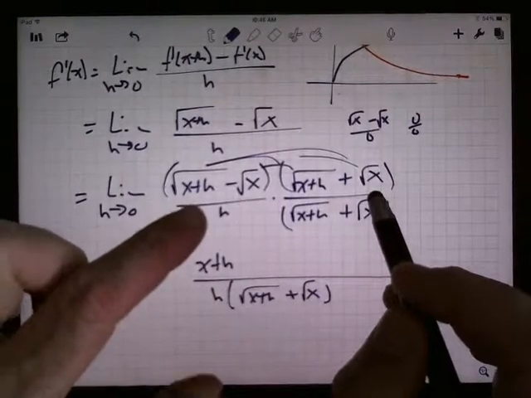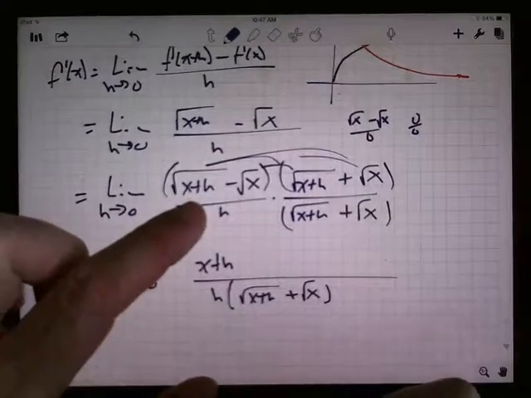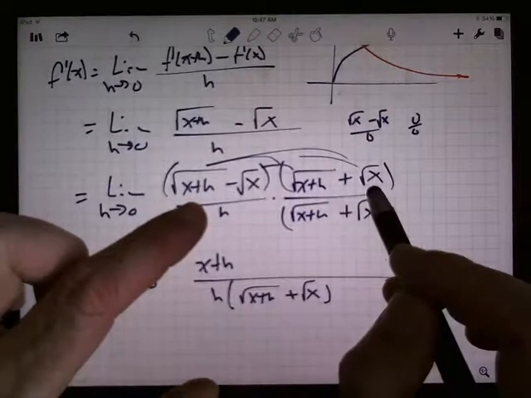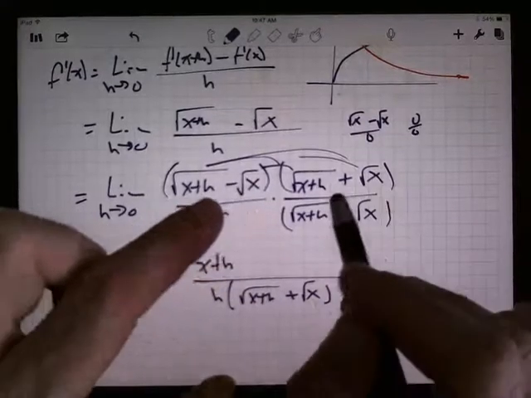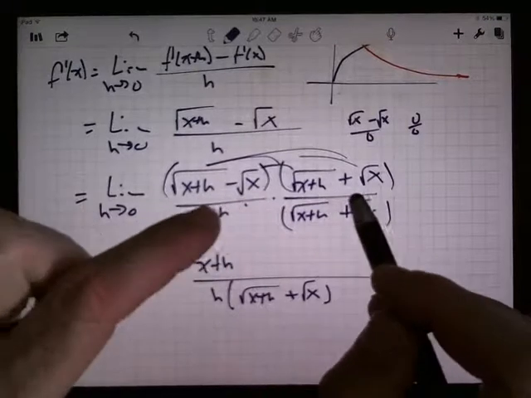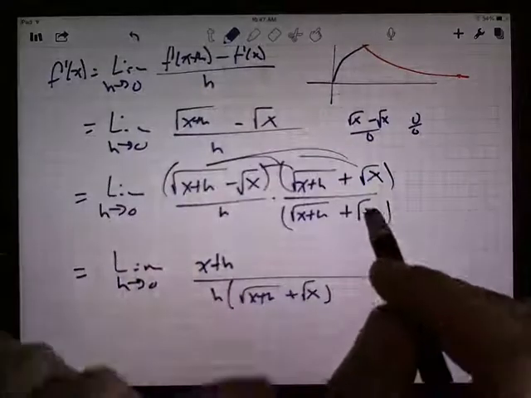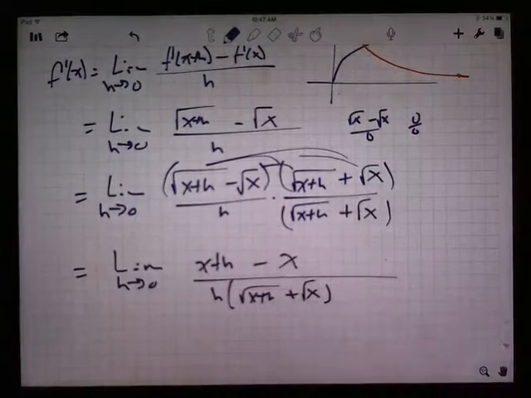The outsides are this square root of x plus h times the square root of x. And then the insides are the square root of x plus h times negative square root of x. So outsides and insides actually cancel out. That's why we multiplied by the conjugate, so they get rid of the outsides and insides. And then I have negative square root of x times the square root of x, which is just minus x.